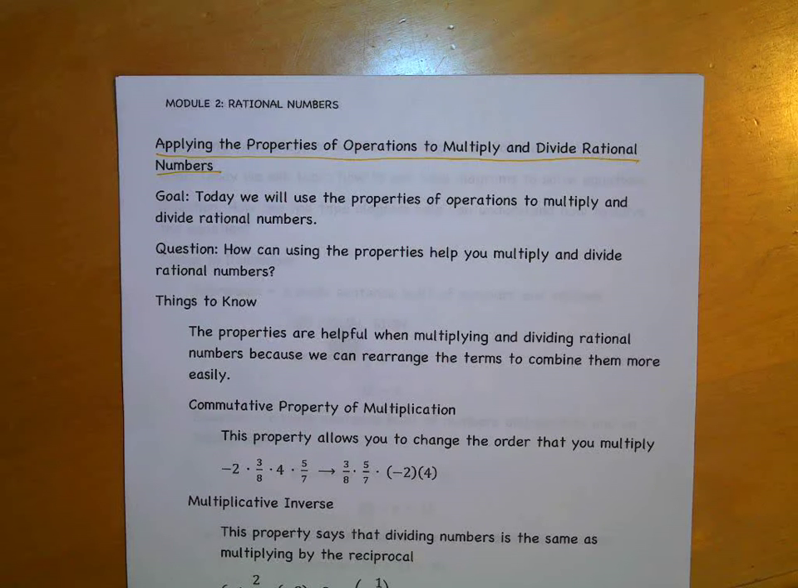Okay, so properties of operations are basically the commutative, the associative, the distributive, the identity property of addition, and the identity property of multiplication. Properties are a good way to remember specific rules and things that you can do to manipulate numbers to make them easier. The properties are helpful when multiplying and dividing rational numbers because we can rearrange the terms to combine them more easily.